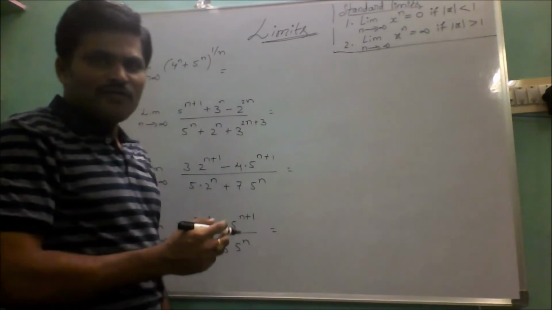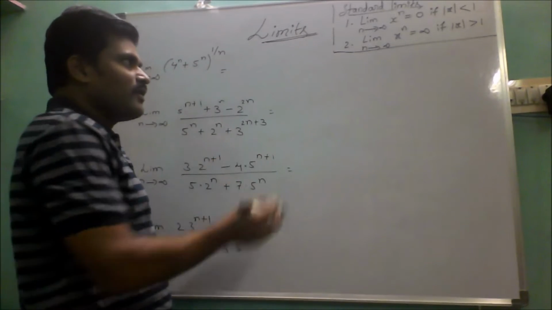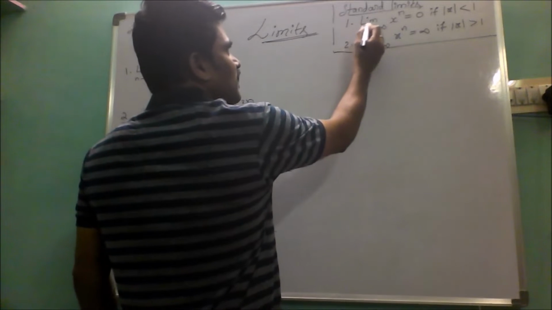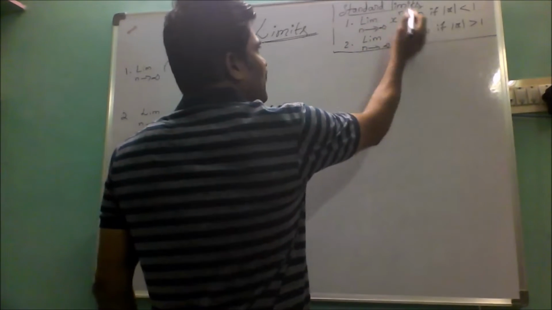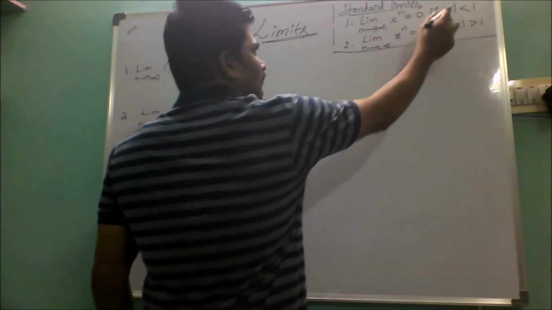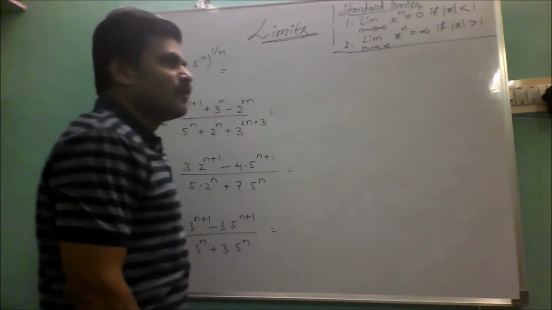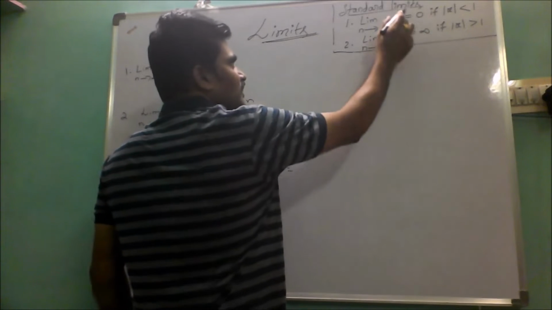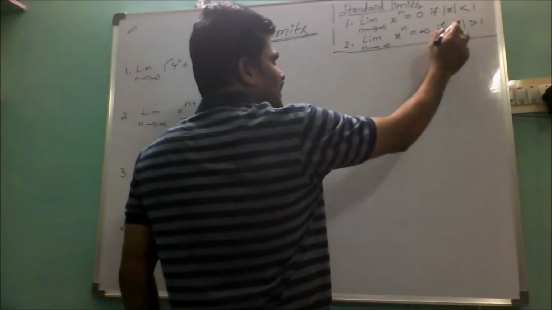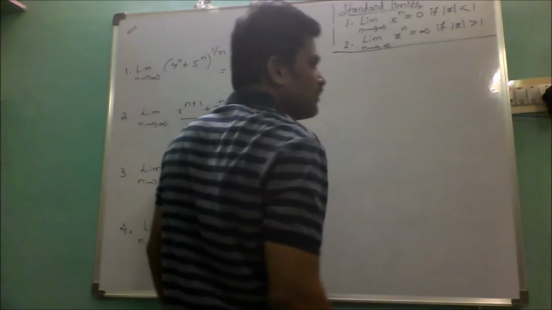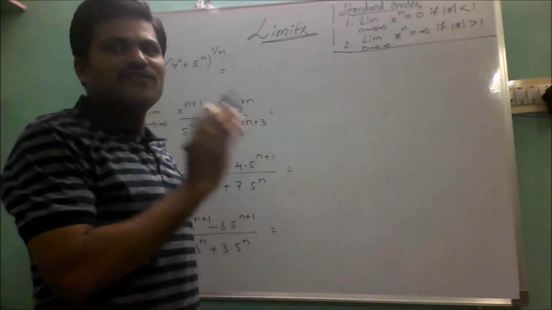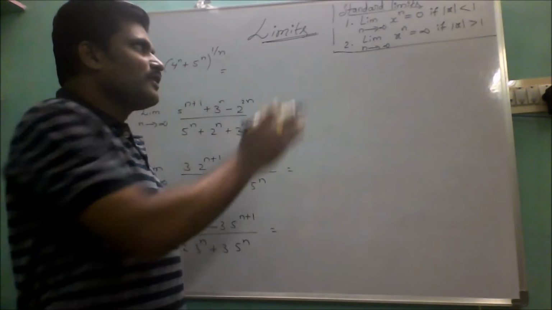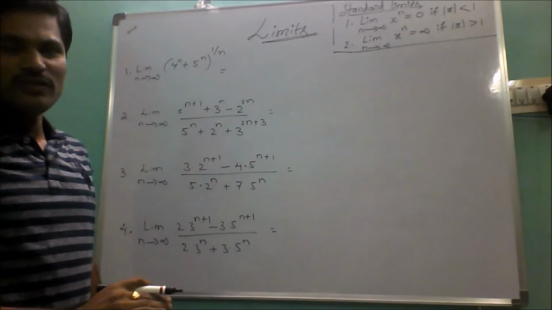So the procedure for these problems: first of all, you see the results of limits. Limit n tends to infinity x power n equals 0 when the absolute value of x is less than 1. Otherwise, if it is greater than 1, then the limit of that function equals infinity. These are the two standard limits. Now we use these to find the solutions.